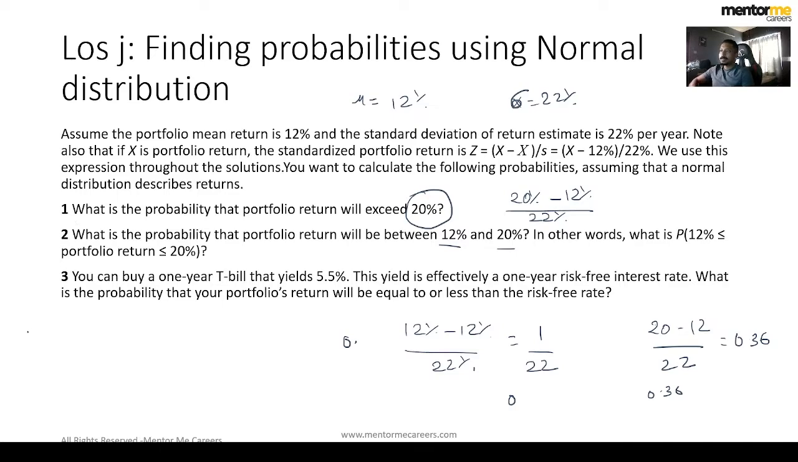Okay, I will leave you to do question number 3 by yourself. The question is, you can buy a 1-year T-bill that yields 5.5%. The yield is effectively a 1-year risk-free interest rate. What is the probability that your portfolio will be equivalent to or less than 5.5? The question is actually asking you, what is the probability of returns falling below 5.5? Pretty simple. X is 5.5. Go ahead and do the calculation.